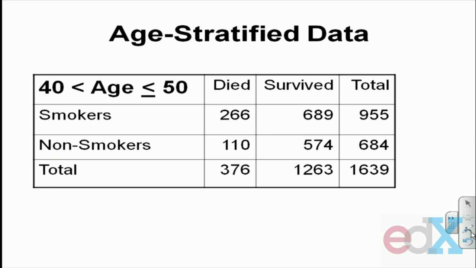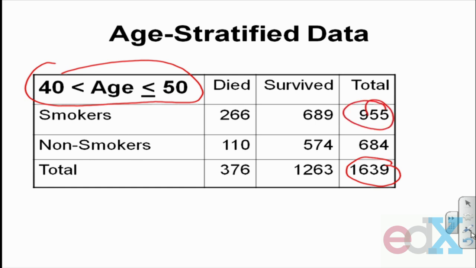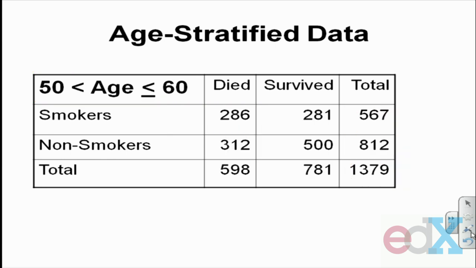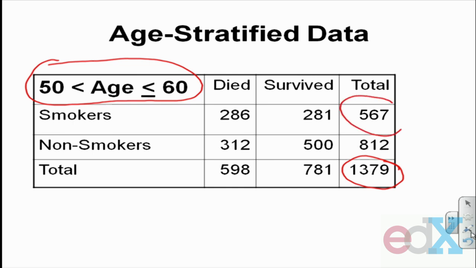Now here's the table from the next age group, 40 to 50-year-olds. We've got a different 1,639 individuals, 955 smokers, 648 non-smokers. 266 of the smokers died, 110 of the non-smokers died. Here's your third table, people who are in their 50s, 50 to 60-year-olds. We have another 1,379 people who were between 50 and 60 at the 1956 exam. 567 of them were smokers, 812 of them were non-smokers, 286 of the smokers died, 312 of the non-smokers died.